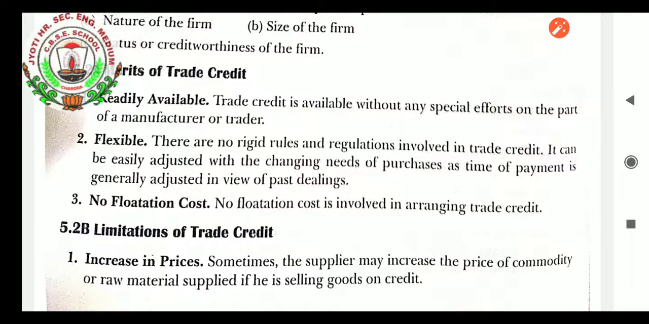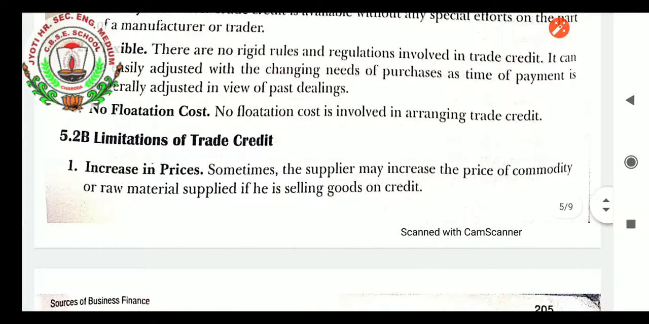No flotation cost. No extra cost is incurred, unlike at the time of issue of shares and debentures. Flotation cost is incurred by the businessman for issuing the shares, but in trade credit, no flotation cost is involved in arranging it. So these are the merits of trade credit: it is readily available in the market, and it is flexible enough to change as per the changing needs, as the time of payment is generally adjusted in view of past dealings. Now, limitations of trade credit.